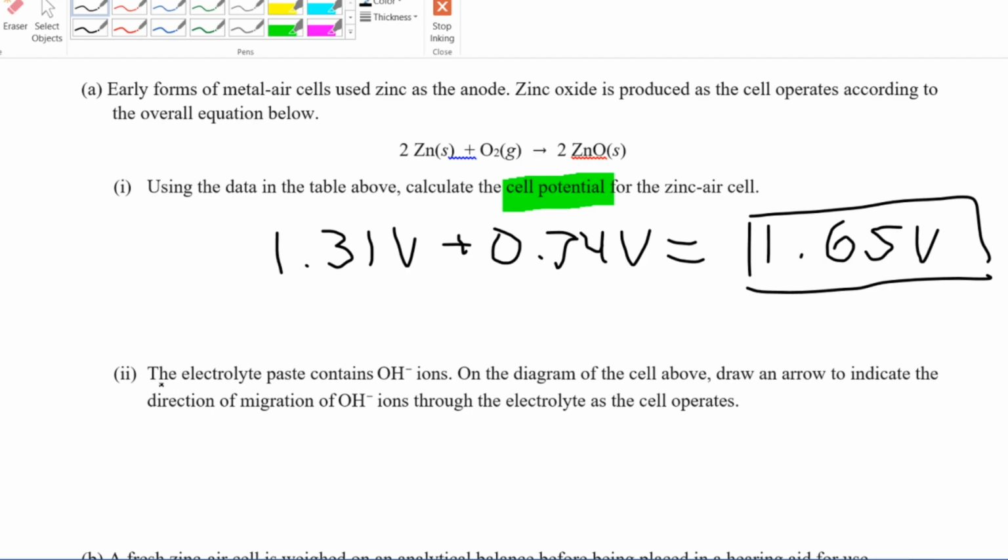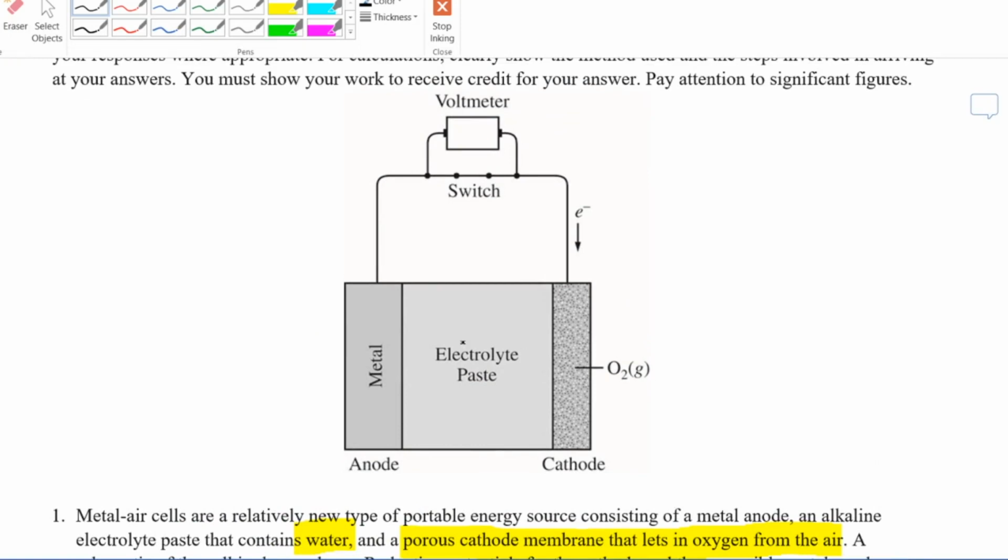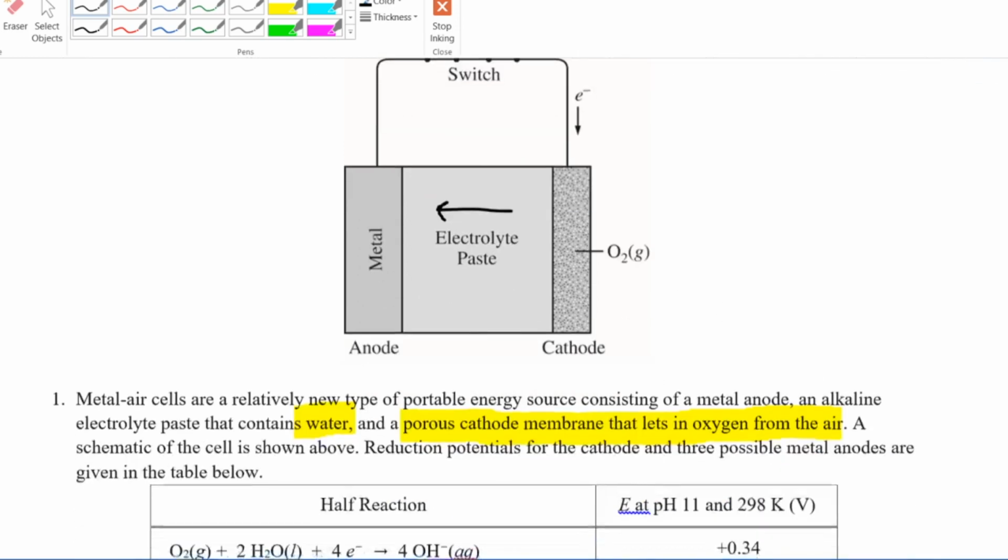The electrolyte paste contains OH minus ions. On the diagram of the cell below, draw an arrow to indicate the direction of migration of OH minus ions through the electrolyte as the cell operates. So instantly, I'd like to treat this electrolyte paste almost as if it was the salt bridge, and OH minus ions, since they are anions, would go towards the anode, which means it would go to the left.